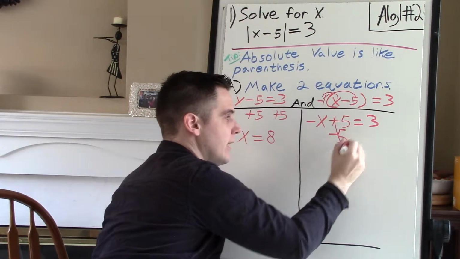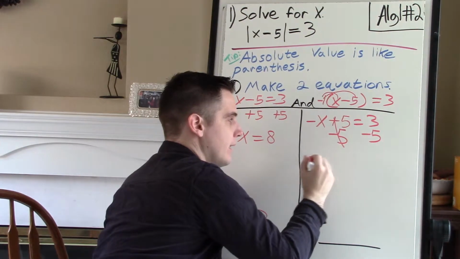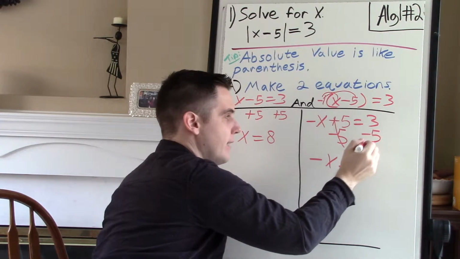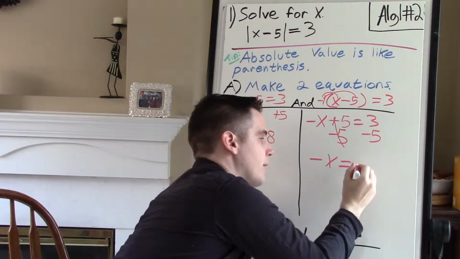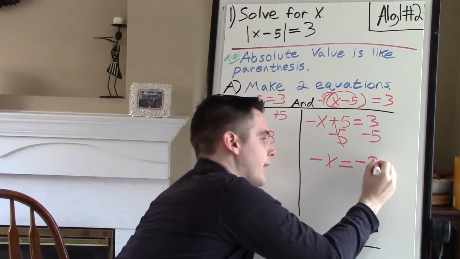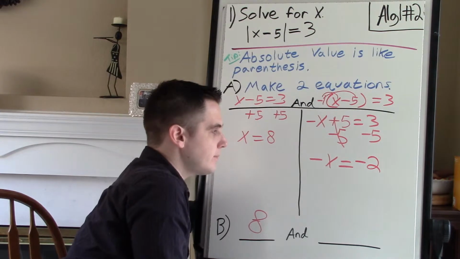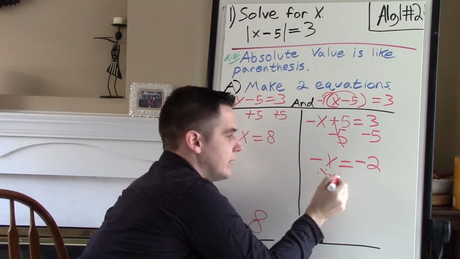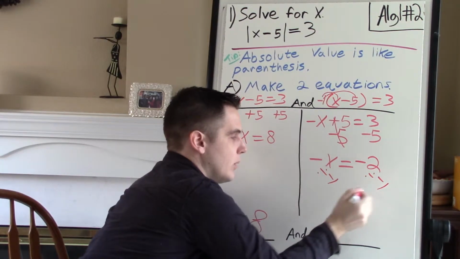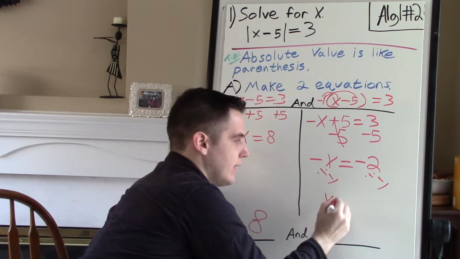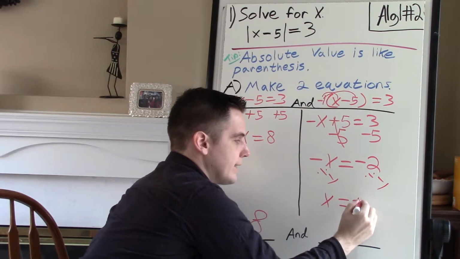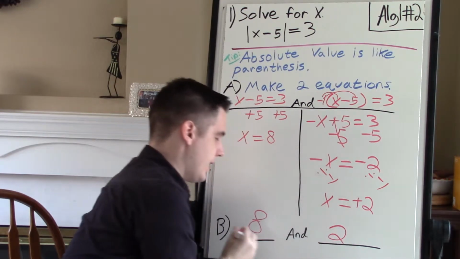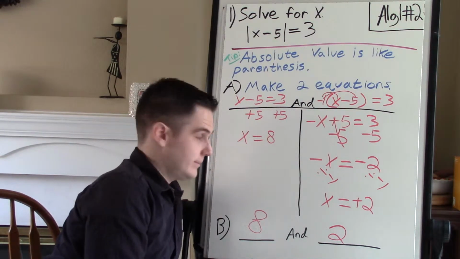Minus 5. Negative x is going to equal 3 minus 5. The numbers are different. 5 is bigger, so we're going to have a negative answer. Subtract them is 2. Negative 2. We can't leave that negative there, so we're going to divide by negative 1. Divide by negative 1. And x is going to equal positive 2, because a negative and negative is a positive. So the answers are 8 and 2, and that's it. That's how you solve these.